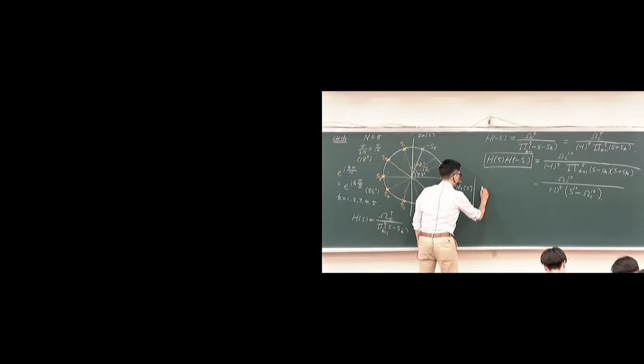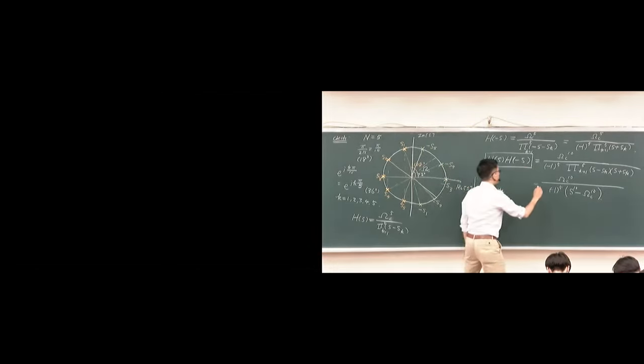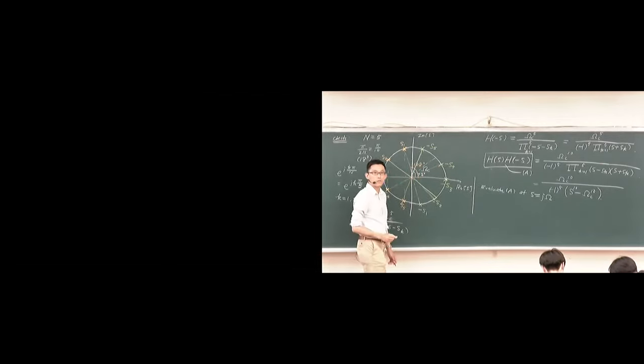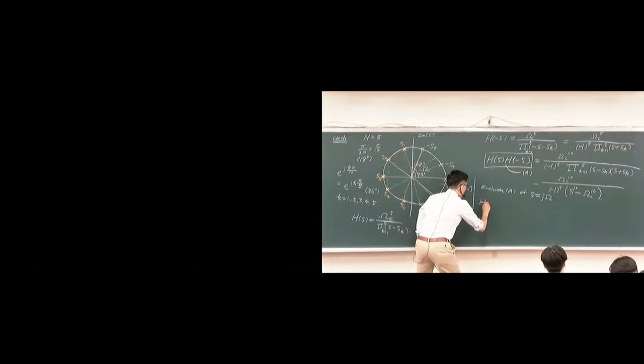So now, finally, we can evaluate this expression. Let's say this is expression A. Let's evaluate expression A at s equals j omega and see what we get. So that's the next step. We're going to evaluate this expression at j omega, minus j omega.